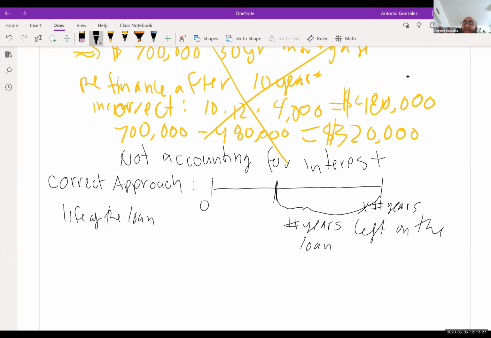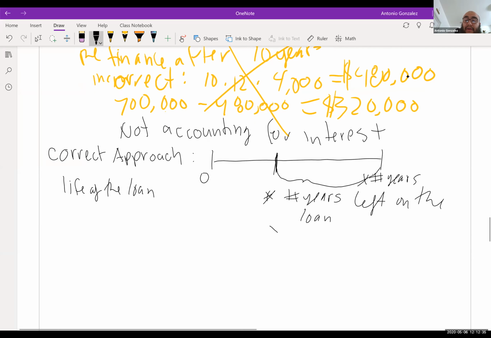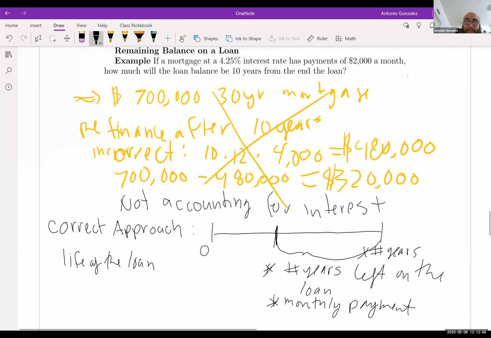And in order to do that, the two pieces of information that are going to be key are the number of years left on the loan, and also the monthly payment. If I'm not given the monthly payment, then I can usually find it using the same loan formula. And we'll do an example when we're not given the monthly payment and how to approach that. But let's take a look at the above example that we're asked to find here.